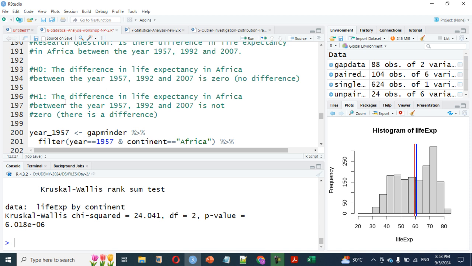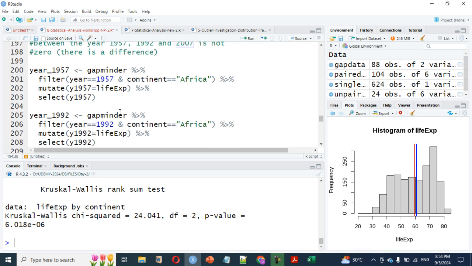All right. So you say the difference in life expectancy in Africa between these years is 0. You should know the null hypothesis says there is no difference. The alternative says the difference in Africa between these years is not 0. There's a difference.